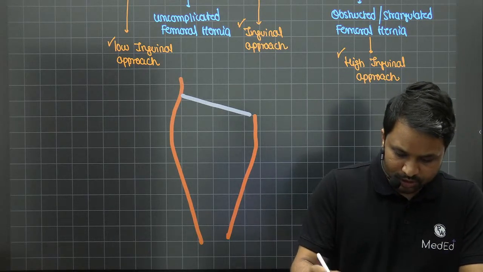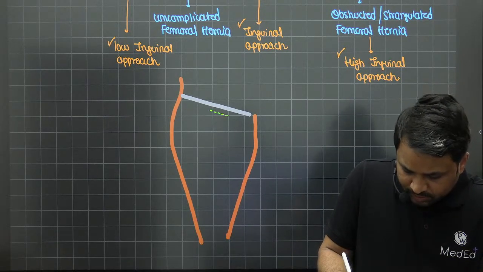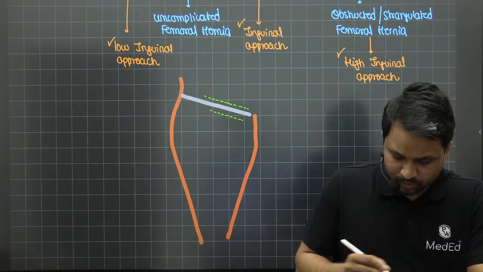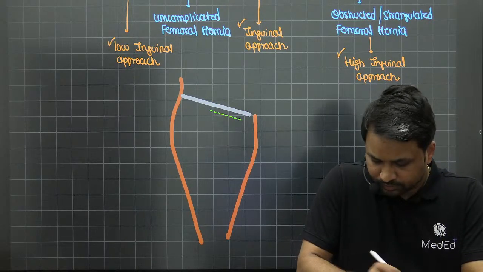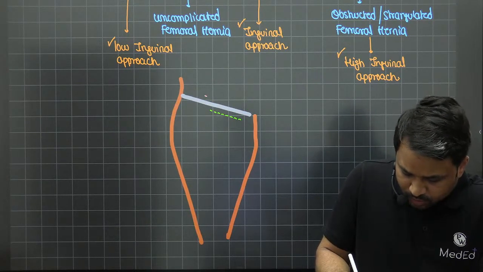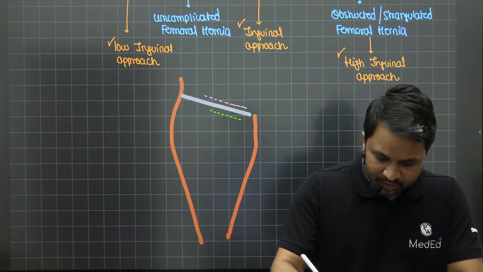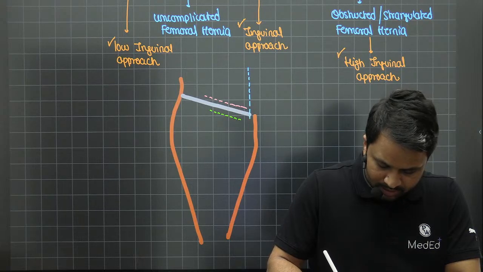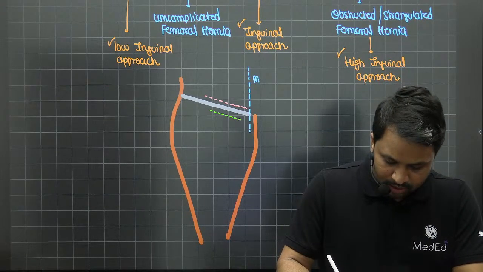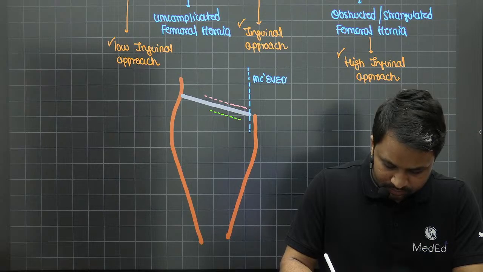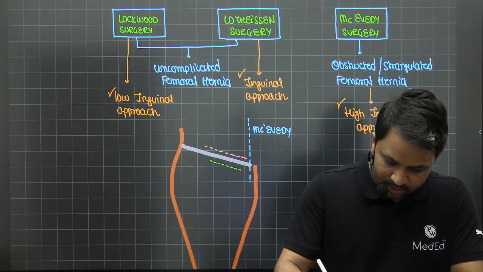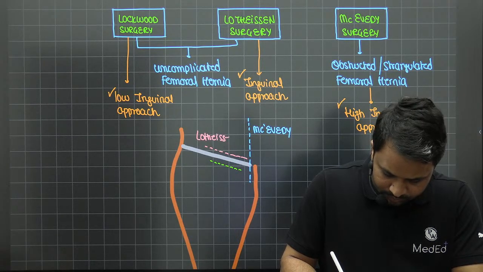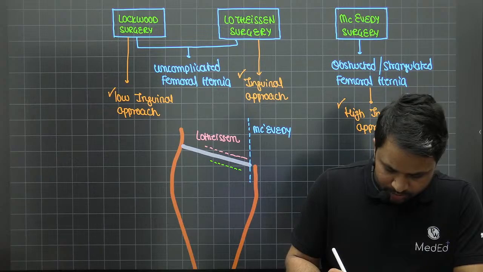Now, three approaches that you have. One, if you go from here, this is what we call low inguinal, where you go parallel to the inguinal ligament. This is your approach number 2, in a different color. And the MedEd, which is your third approach, this is approach number 3. This is your MedEd incision. This is your Lotheissen incision. And this happens to be your Lockwood incision.